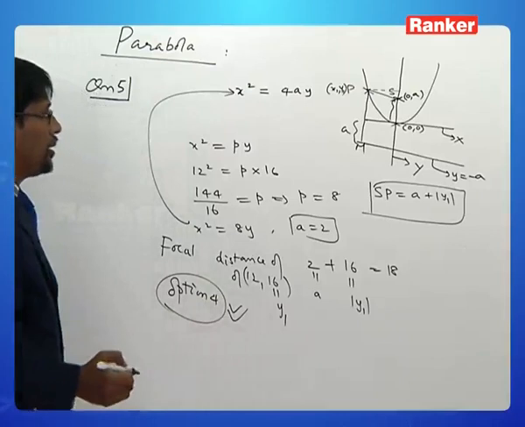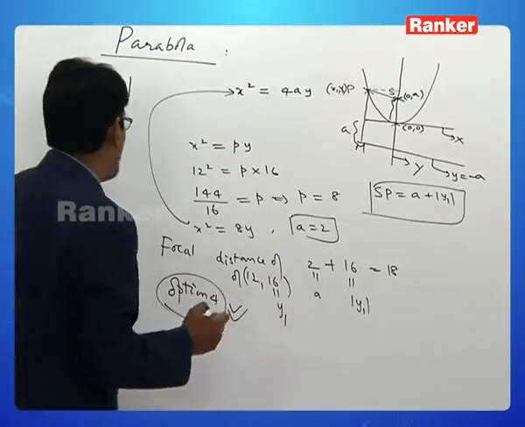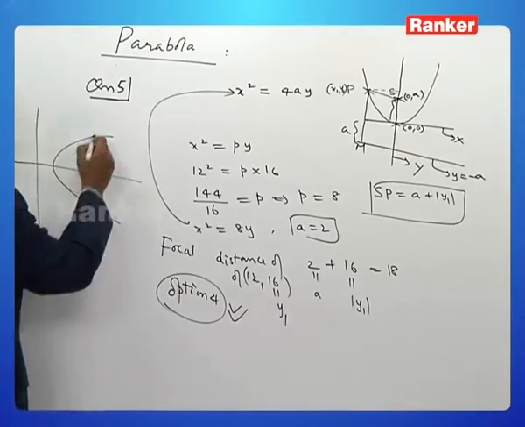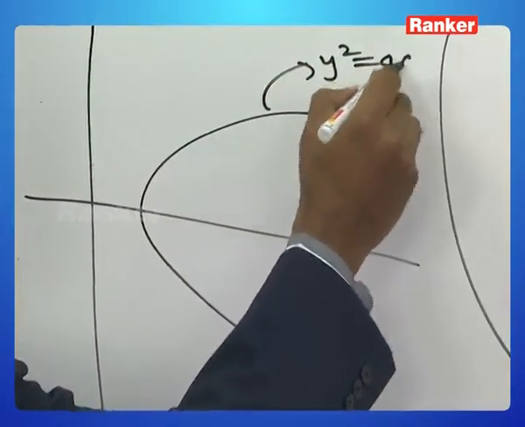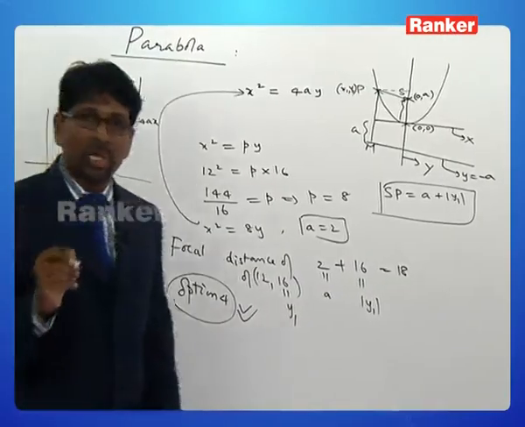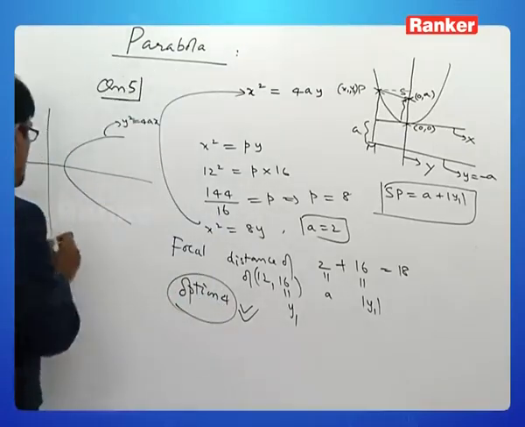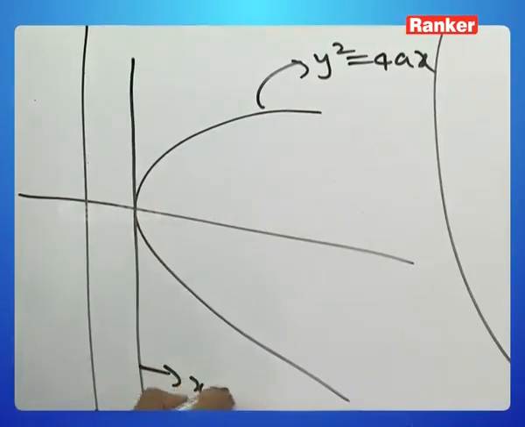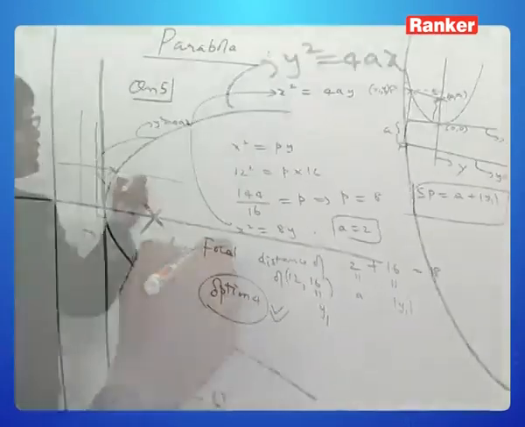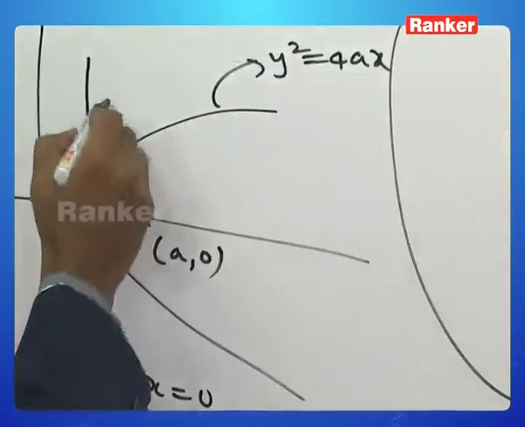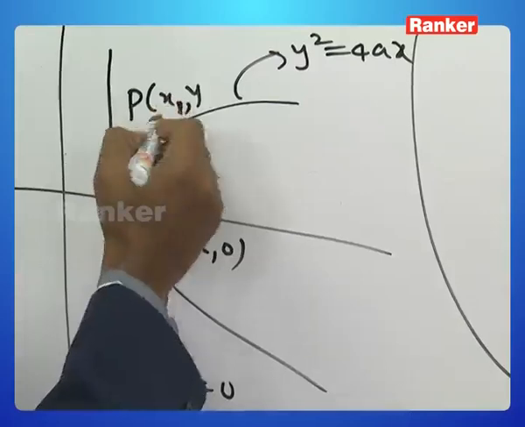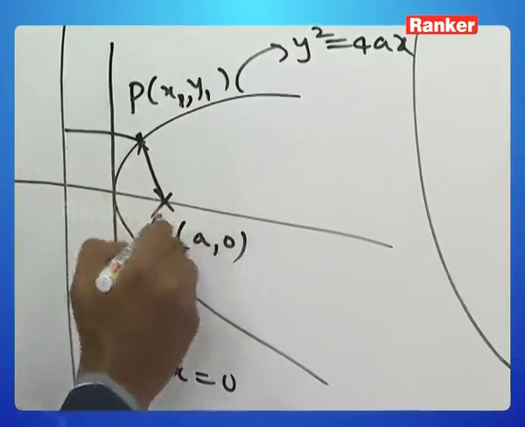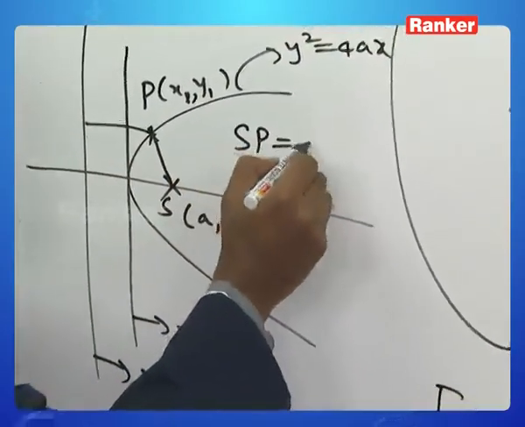In this context, let me also mention one thing. When you have a parabola y square equal to 4ax, where the axis of the parabola is the x-axis, the directrix is x equal to minus a, the tangent at the vertex is x equal to 0, and the focus is (a, 0). If you take any point P on it, (x1, y1), the focal distance SP is given by a plus mod x1.